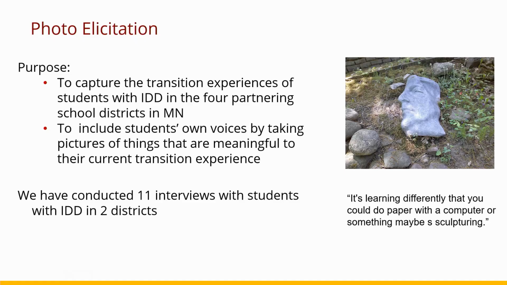Then there's another one on the right. Somebody took a photo of a sculpture, and they explained it's learning differently, that you could do paper with a computer or something, maybe sculpturing. So again, they wanted to use their creative talents to do something during the time of transitioning to adulthood. Those are really nice examples of thinking outside of the box, and thinking that everybody, you or me, has goals and dreams that are very diverse.